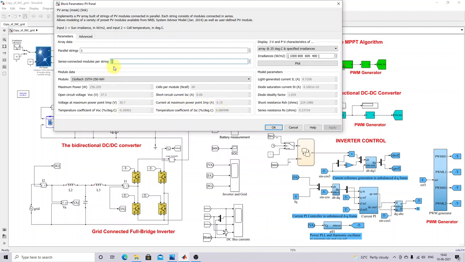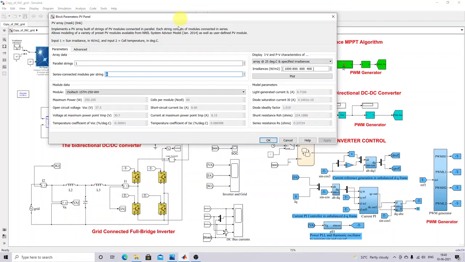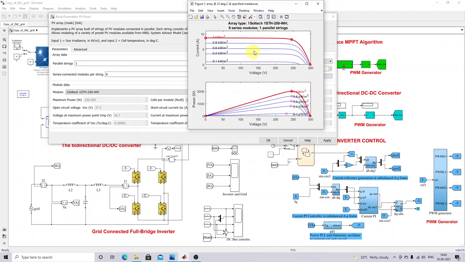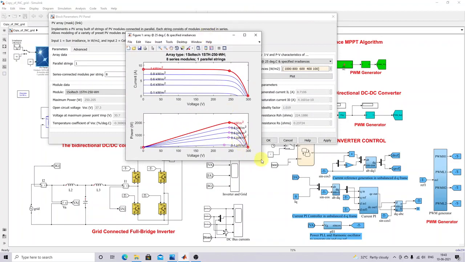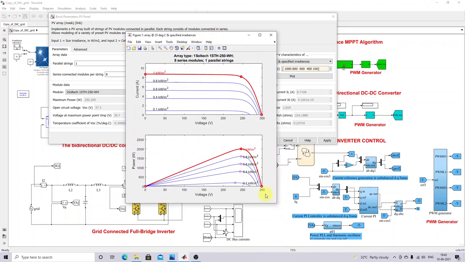So we are using 8 panels, right? Then it can supply maximum, that means it will generate the maximum voltage of around 240 volt, right? So next you have to see the PV and IV characteristics of this solar PV system. So here you just have to click this option array at 25 degrees Celsius, and then you can fix the different irradiation levels, right? And then after clicking that plot, you will see the IV and PV characteristics of the considered solar array, right? So it has 8 series modules.